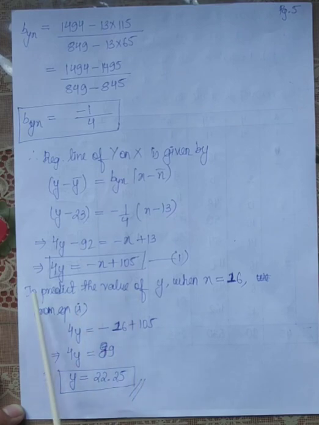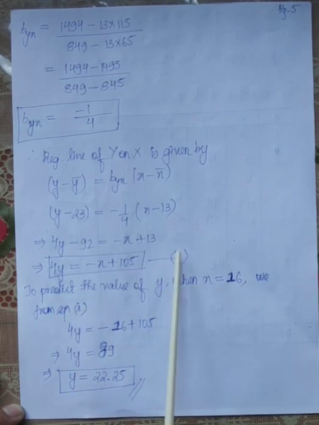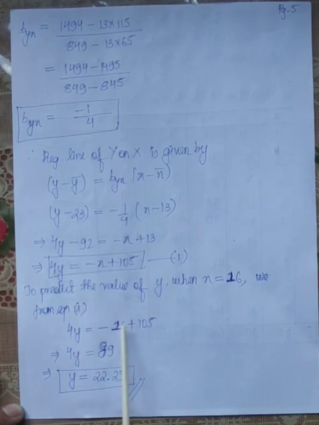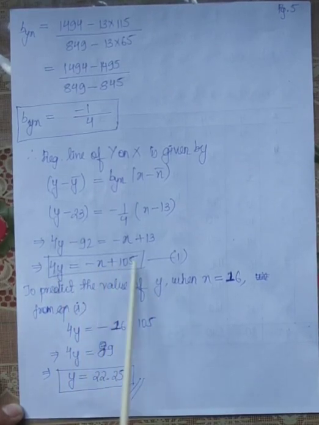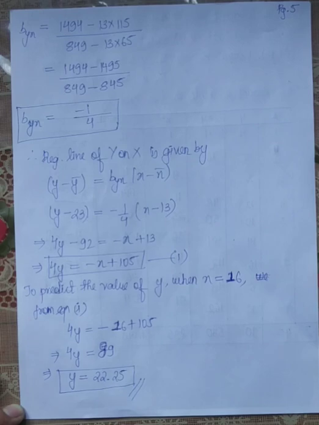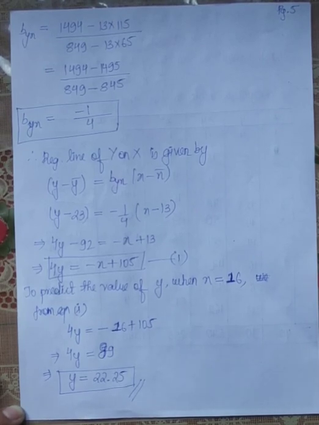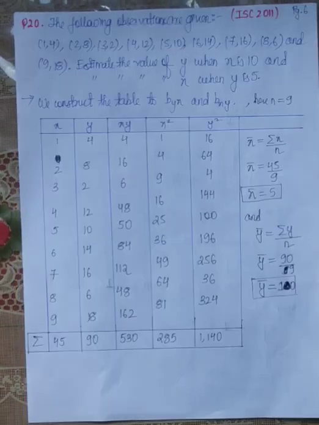So to predict the value for y when x is 16, from equation number 1, we put the value for x. So 4y is equal to minus x plus 105. So 4y is equal to minus 16 plus 105. So 4y equals 89. So y is equal to 89 by 4, which is 22.25. So this is how we need to find the value of y when x is given. Also find the regression lines of x on y and y on x. Okay? So note down, we move to the next sum.